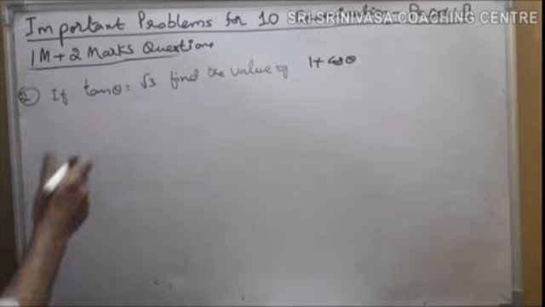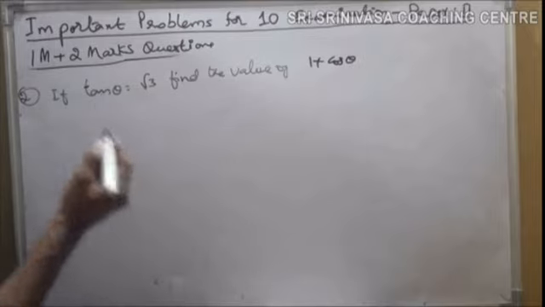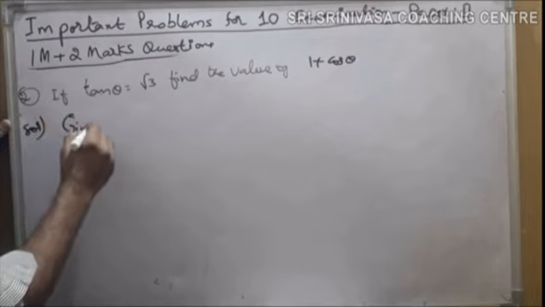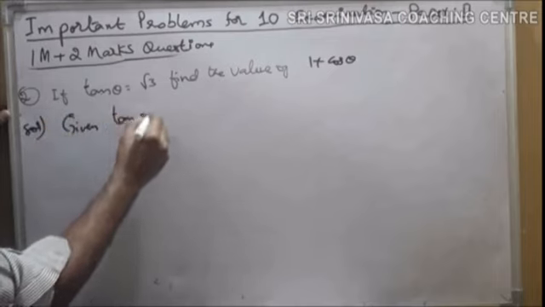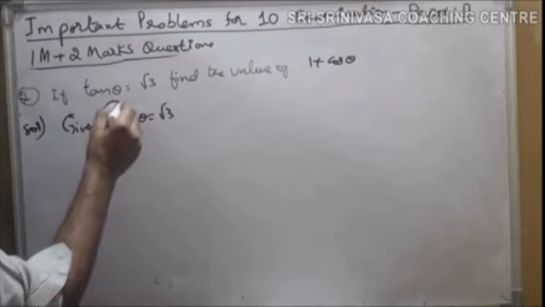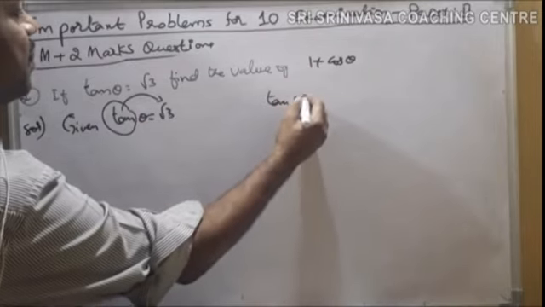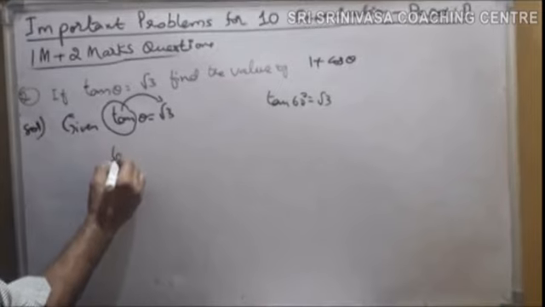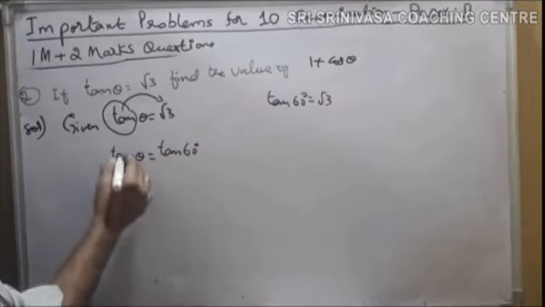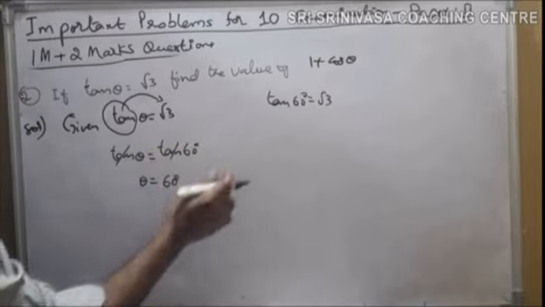In this question, it is given that tan theta equal to root 3 and asking to find the value of 1 plus cos theta. So it is given tan theta equal to root 3. Now my trigonometric ratio here is tan. So let me express root 3 in terms of tan. So tan 60 degrees equal to root 3. So I can say tan theta equal to tan 60 degrees. So tan will get cancelled. Theta equal to 60 degrees.